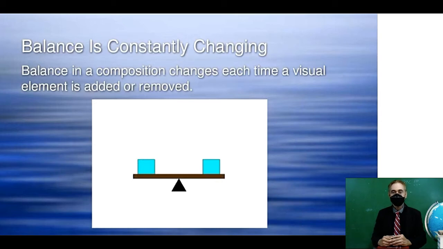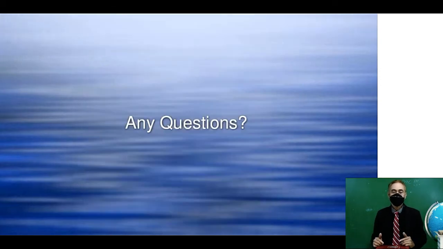Balance is constantly changing. Balance in a composition changes each time a visual element is added or removed. Any questions? Well, we will continue on example of informal and formal balance, this time on buildings in architecture.